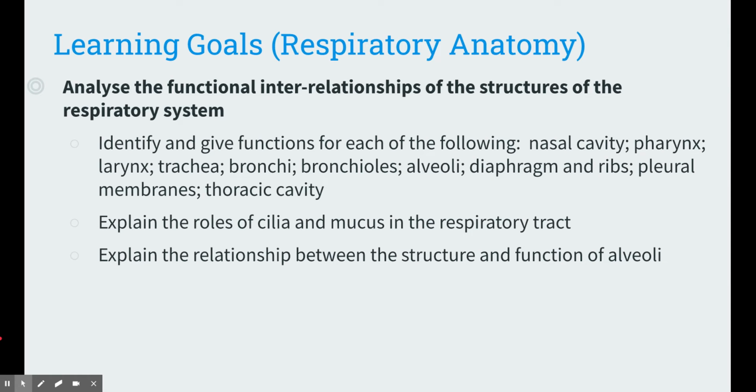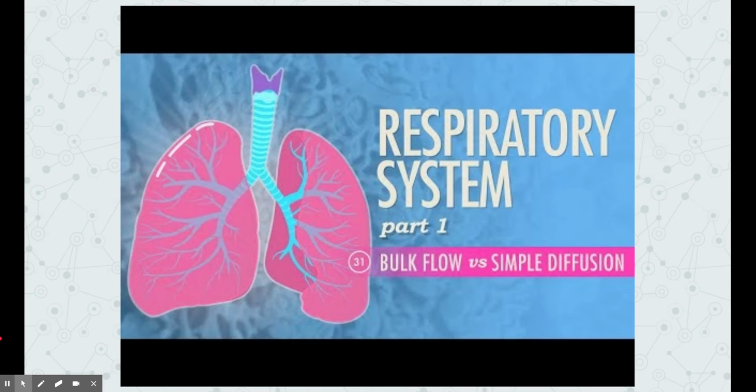This is the first video lesson for the respiratory system. You should have already finished the module, the PDF in Google Classroom, about the respiratory structures and their functions. The goals of the respiratory structures and functions is to be able to identify in a diagram and give functions of the structures listed here, explain the role of cilia and mucus in the respiratory tract, and explain the relationship between the structures and the functions of the alveoli.